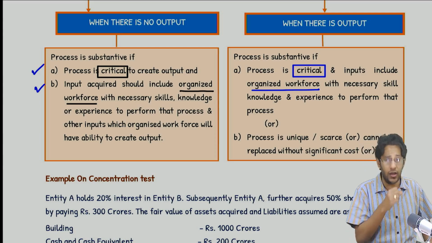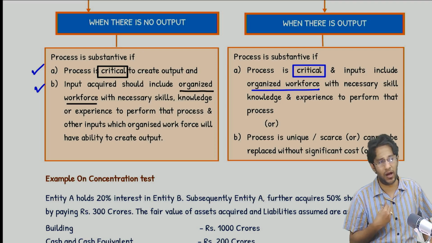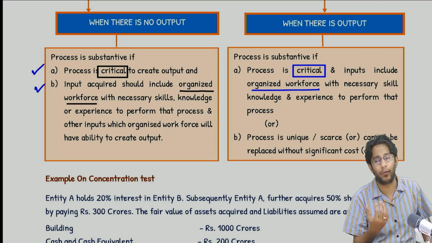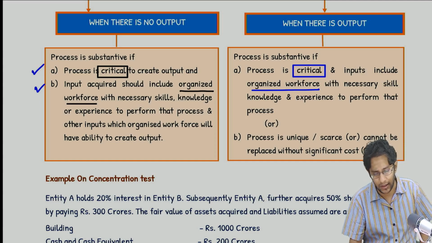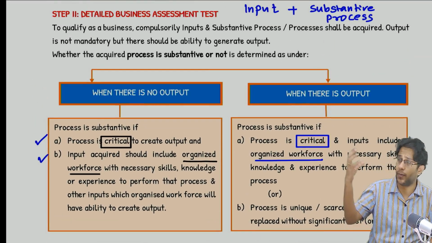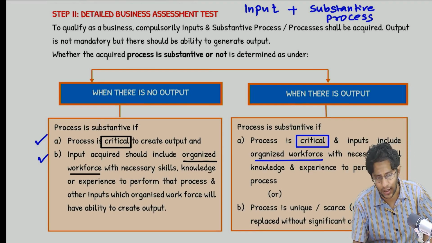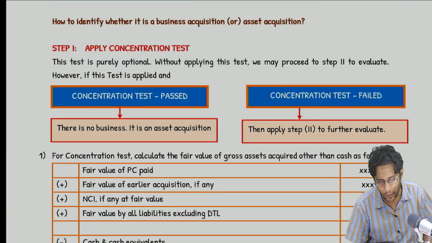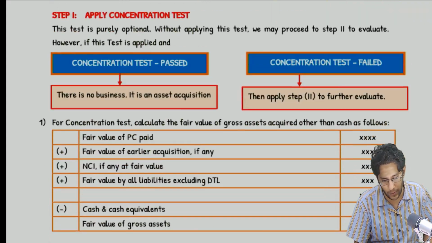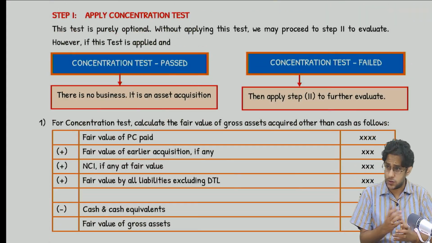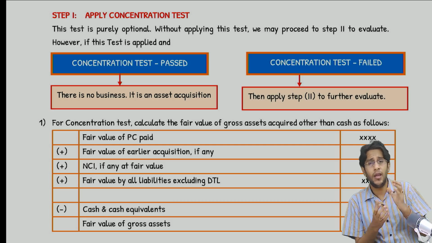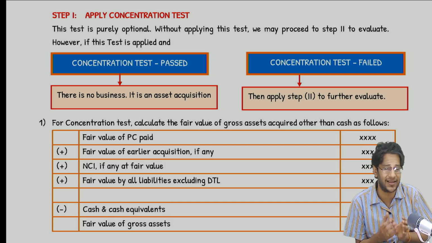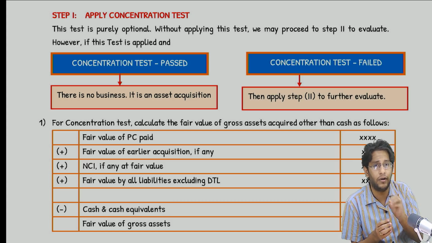But in case you have a doubt, I'm not very confident whether I have acquired a business or merely a group of assets, then instead of troubling yourself with step number 2, which is the detailed business assessment test, you can also do a simple step called the concentration test, which is our step number 1. Now the concentration test, how it works is, I'll apply the concentration test. If the concentration test is passed, we'll say that you have not acquired a business.